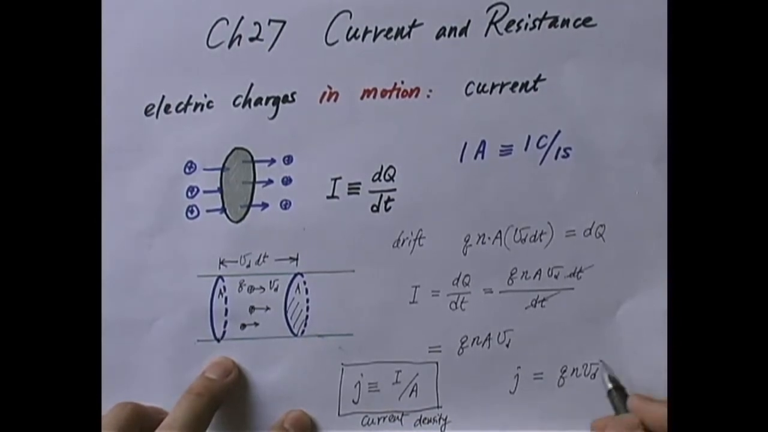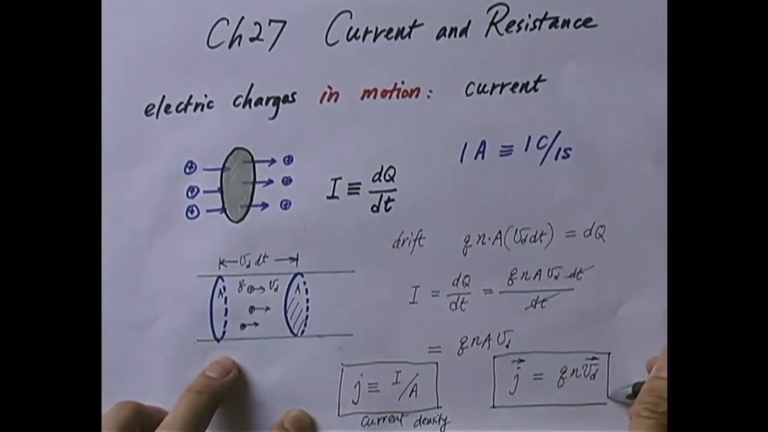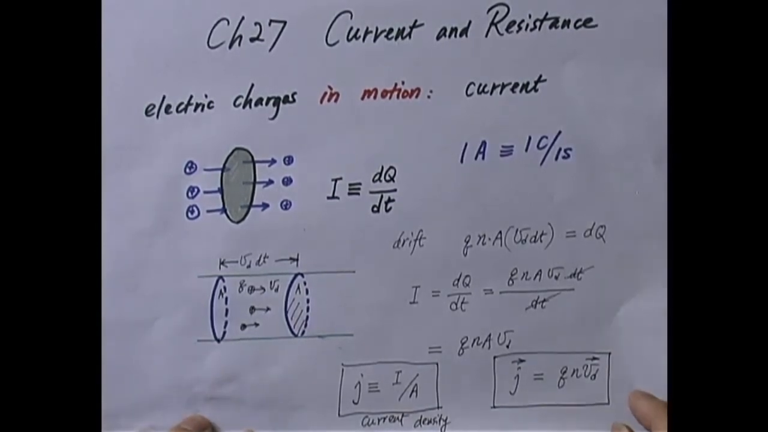All right. Therefore, if I put a vector sign to bring this Vd back to the full vector form, I will get a vector current density. So the current density is a vector quantity, and it is equal to Q times N times Vd. Now, N is relatively simple to calculate. We'll see an example for that. But what about Vd? How does one find the drift velocity of these mobile charges? Well, let's see how we might be able to do that.